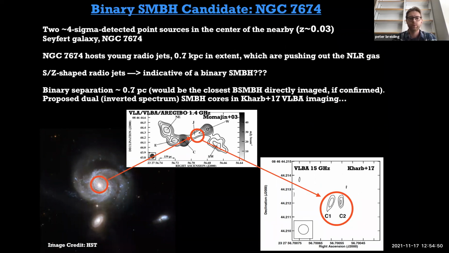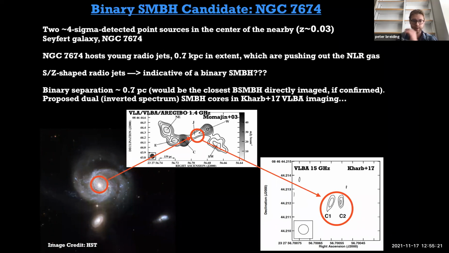So I will present some results. We looked at the binary supermassive black hole candidate NGC 7674 with VLBA and European VLBI Network observations. So NGC 7674 is a Seyfert galaxy. And in the center, you can see in the middle image the kiloparsec, actually it's 1 kiloparsec in extent, radio jet, which has an S or Z shape morphology.